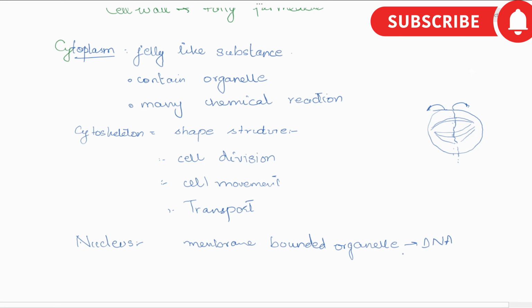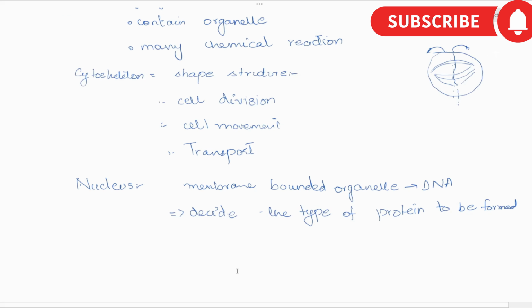So the genetic material controls all the characteristics. The genetic material also decides what type of protein should be formed inside the cell. It decides the type of protein to be formed. It controls the cell division. It controls the cell activity. So basically it's the brain of the cell. You can say it's the brain of the cell. It controls everything. Controls cell activities.